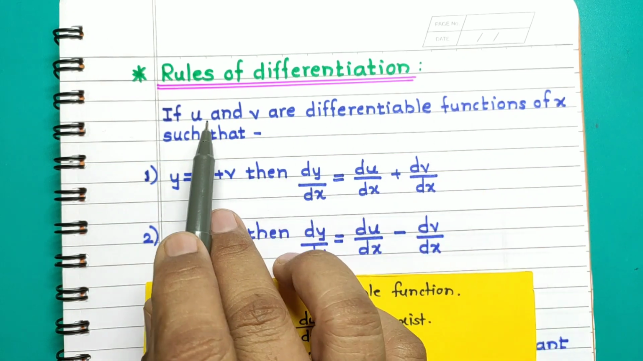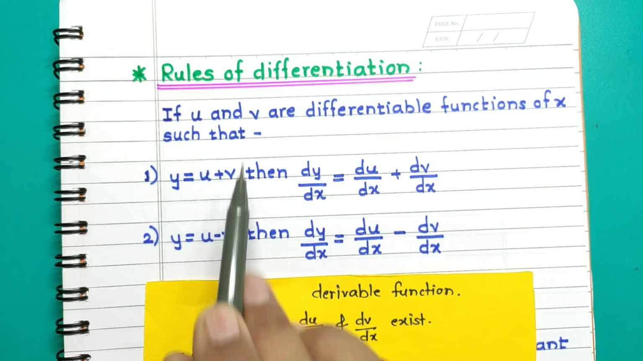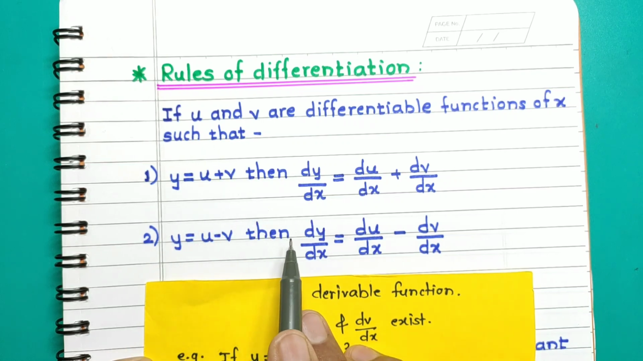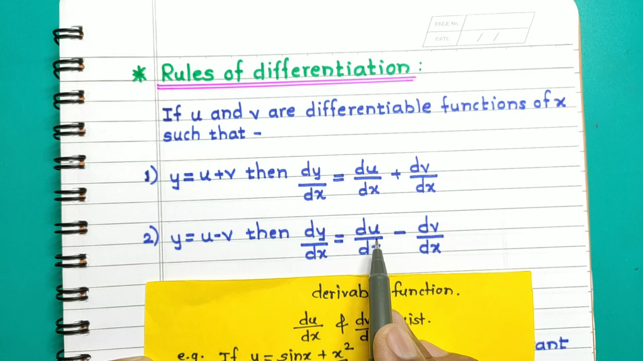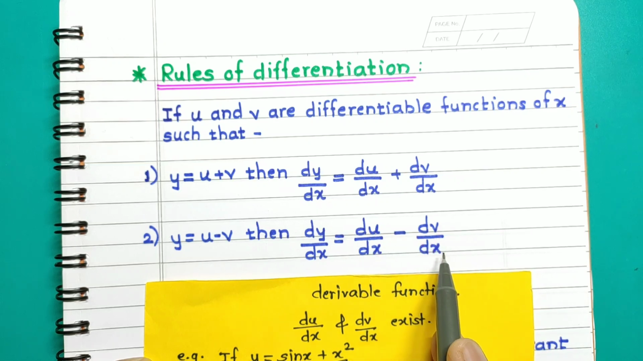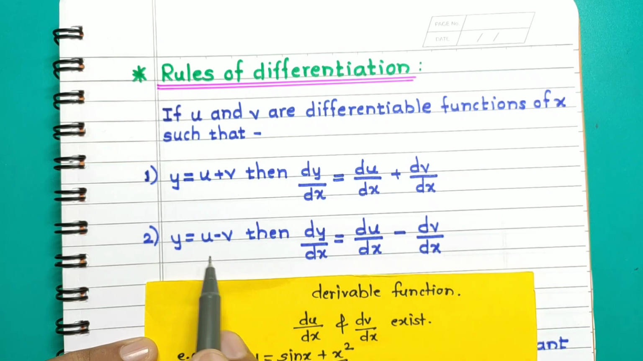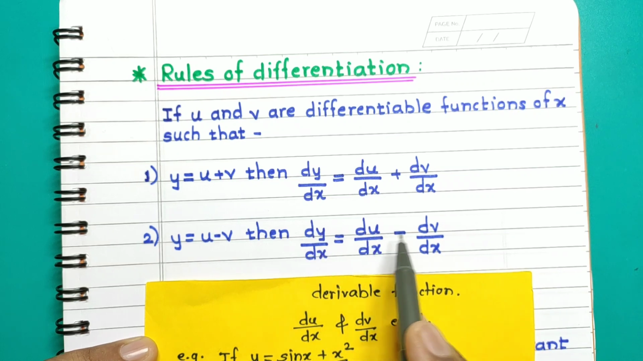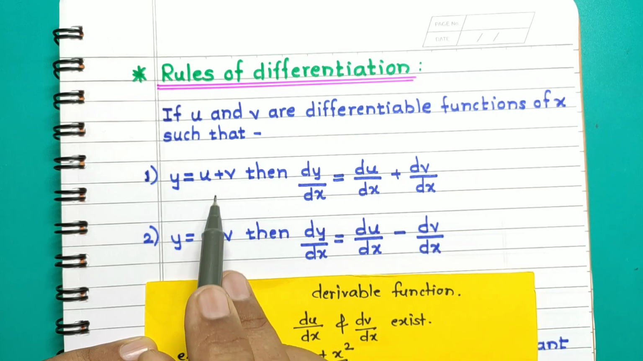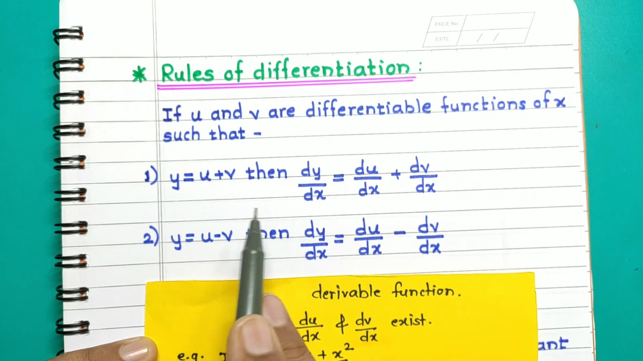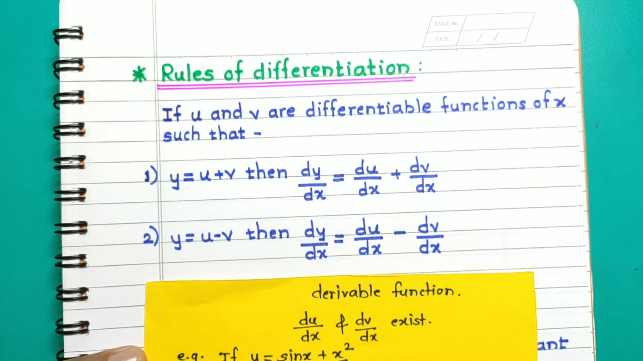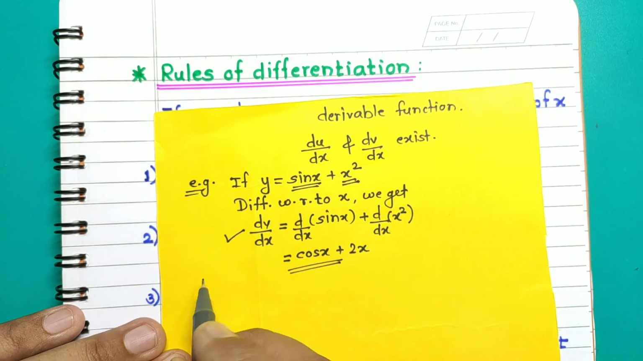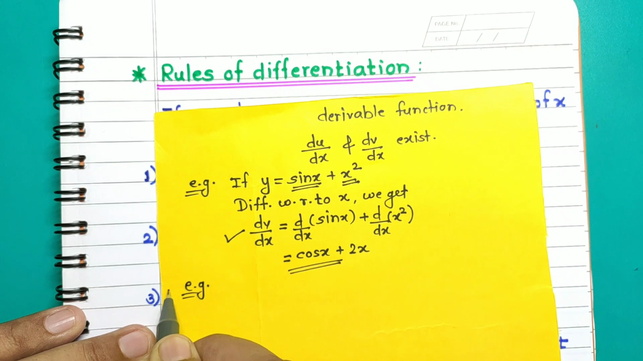If u and v are differentiable functions of x such that y is equal to u minus v, then dy by dx is du by dx minus dv by dx. See, if y is expressed as the difference of two functions, then its derivative is also the difference of derivatives of the corresponding functions. These two rules are very simple to remember. Now, let's take one example for the second rule.